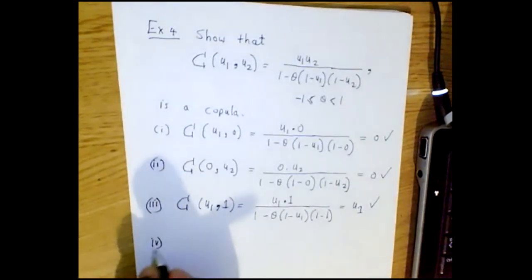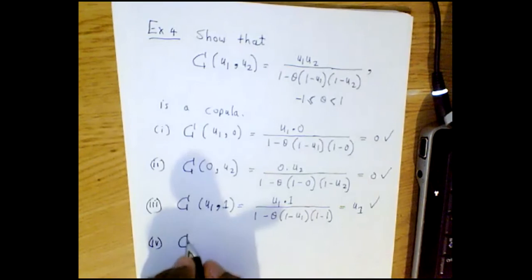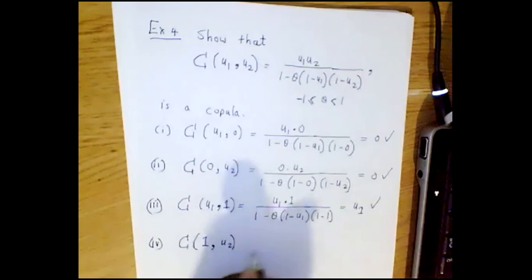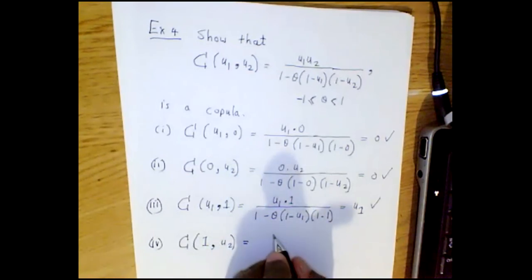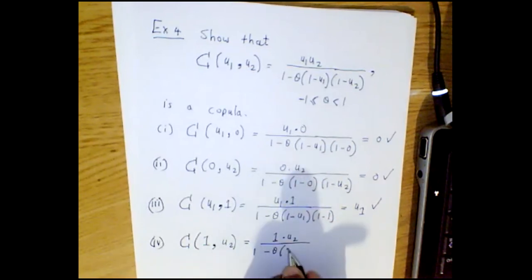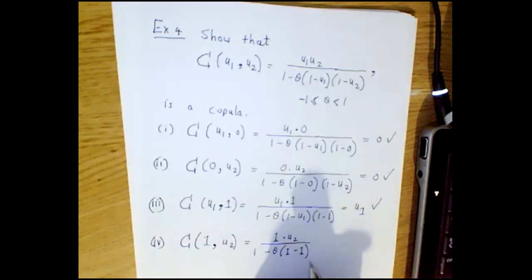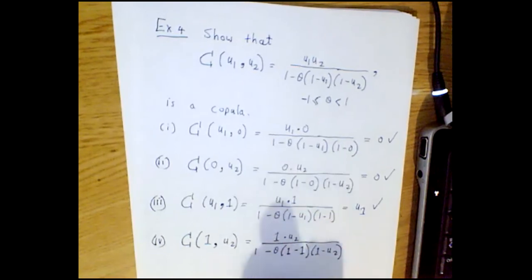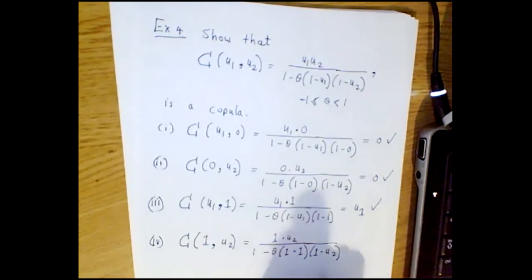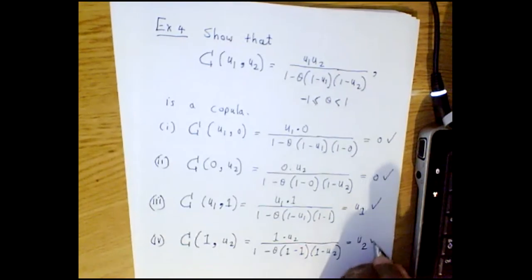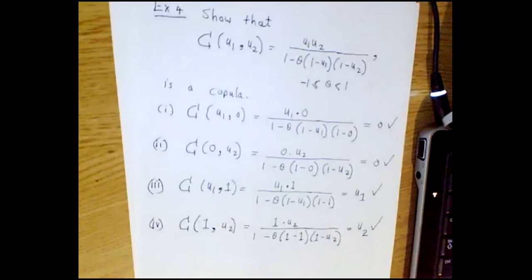Condition 4, C(1, u2). So this is going to be 1 times u2 divided by 1 minus theta times 1 minus 1, 1 minus u2. 1 minus 1 is 0, so this whole thing is 0. So this is equal to u2. So this is satisfied.